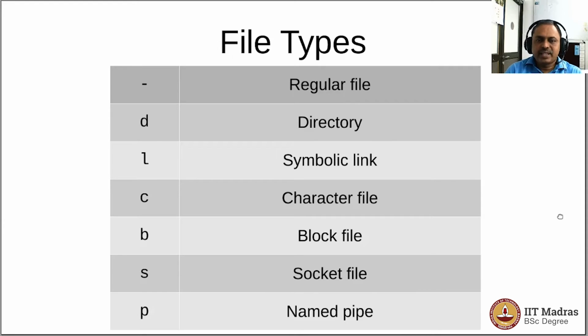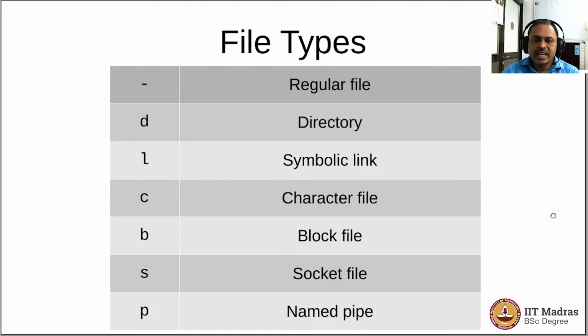Now if the first character happens to be D, it means it's a directory. So under that there will be other files or other directories. Usually most of our work in the Linux command line environment would be restricted to only these two types of files most of the time.